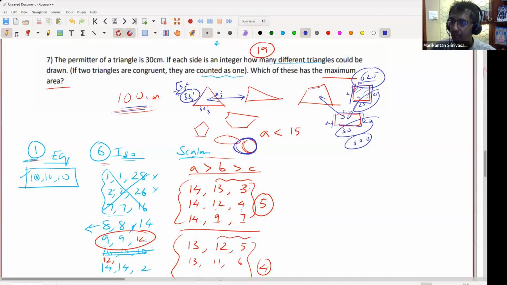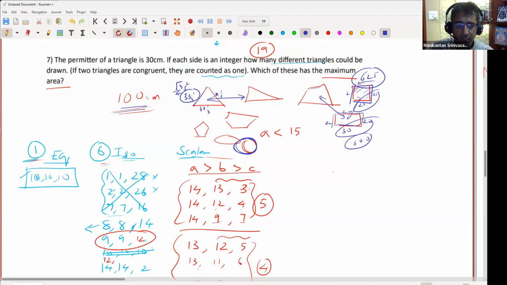Conversely, for a given area, the more circular it is, it consumes less perimeter. So given I have a certain area, and if I have to build different shapes, the circular shape will have the least perimeter. Okay. All right.